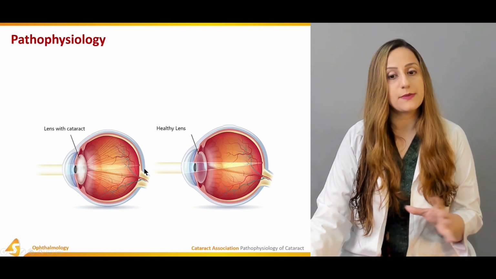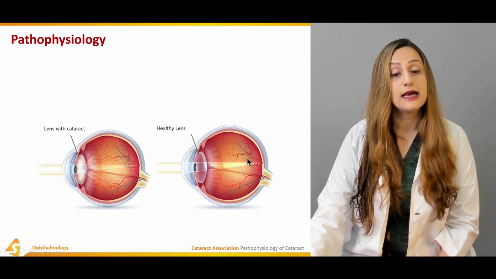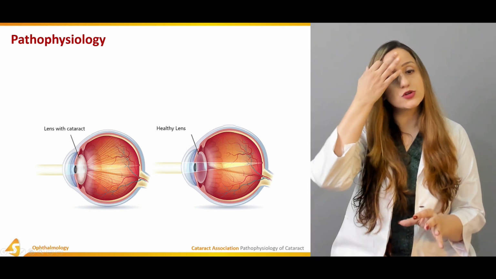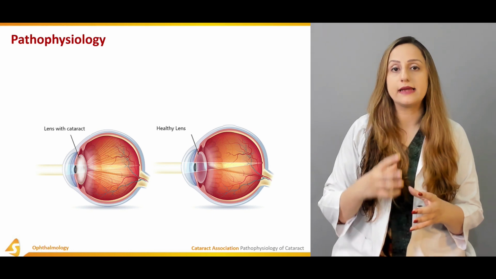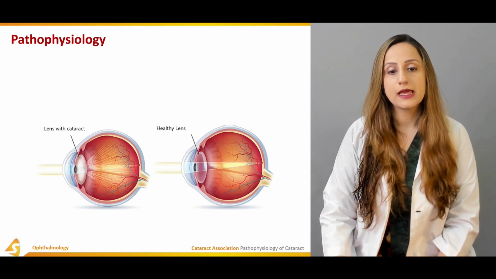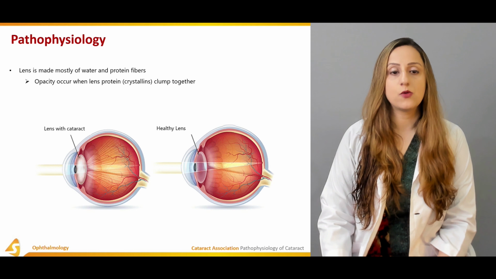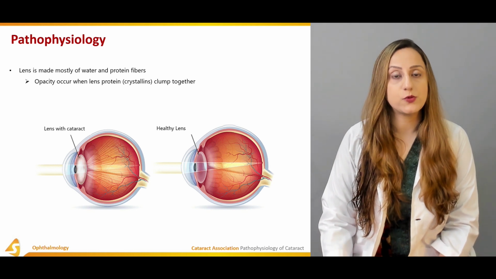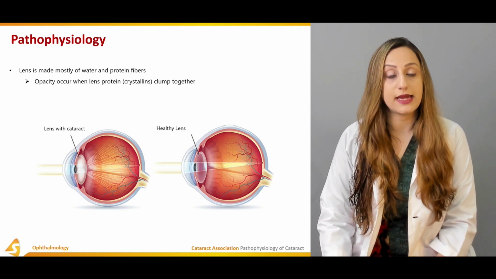And that is the basic pathophysiology over here, that these rays are not being focused on the retina and they're not forming that distinct image over here. So this is basically what is causing the blurring of the vision in patients with cataract.